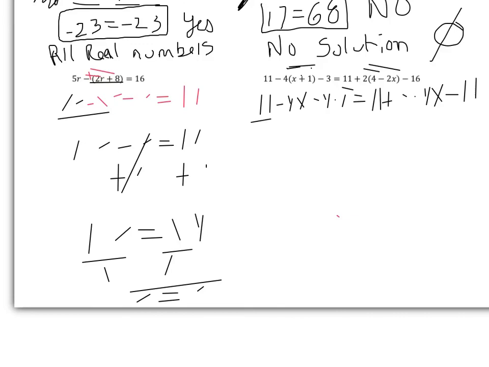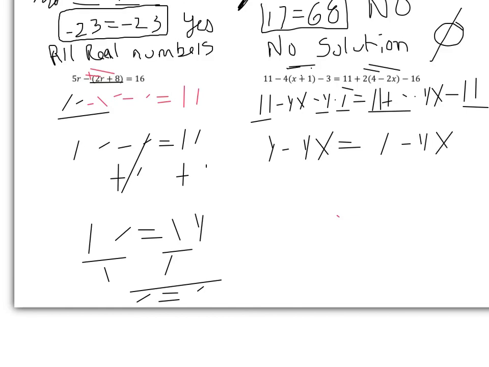We have 11 minus 4 minus 3. So 11 minus 4 is going to be 7 minus 3 is going to be 4. So we have 4 minus 4x equals. Over here, if we have 11 plus 8, that's going to give us 19. 19 minus 16 is 3, so we have 3 minus 4x.